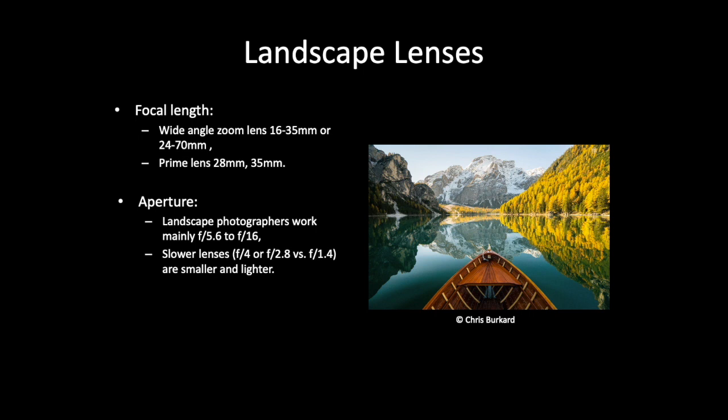Then your other consideration is the aperture. Landscape photographers usually work mainly at f5.6 to f16, therefore you don't need to invest in a very fast lens. You can opt for a slower lens that is going to be smaller, lighter, but also cheaper.